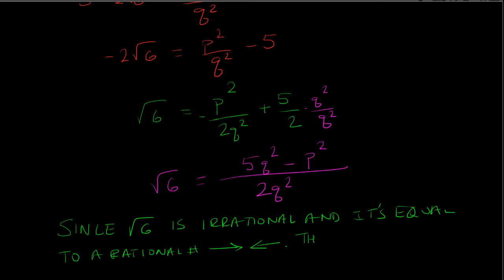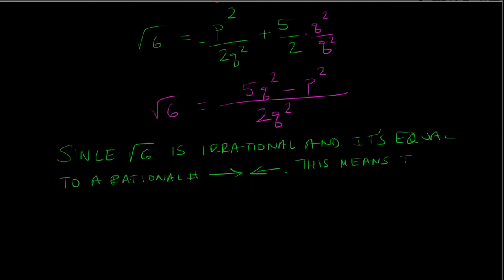This means that our assumption was wrong. Our assumption was that square root of 3 minus square root of 2 was rational. That was our assumption. So we're going to say that it is irrational.